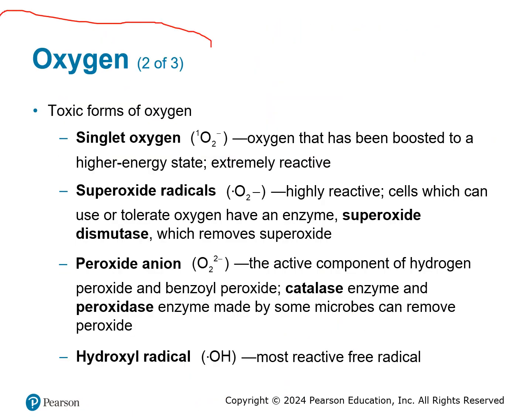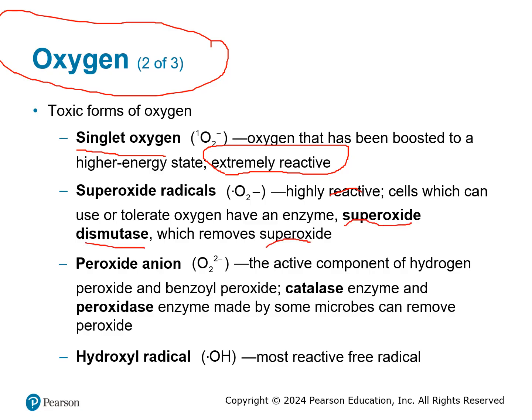All right, so what are those toxic forms of oxygen? We can have a singlet oxygen, O2, that has been boosted to a higher energy state and it is extremely reactive. So if you have a lot of this in the cell, it's just going to start reacting with all your molecules and really causing a problem. Then we have superoxide radicals. They are highly reactive, and the ones that can tolerate oxygen have superoxide dismutase. It's going to remove that superoxide and protect the cell.